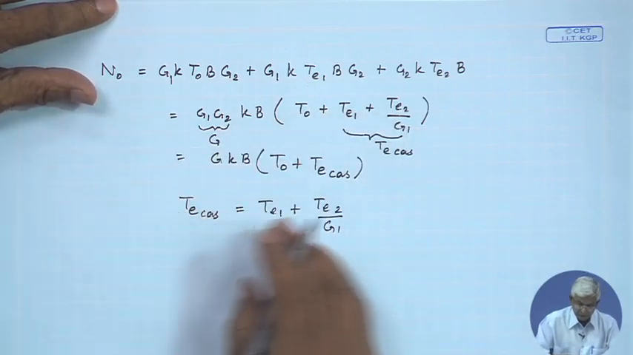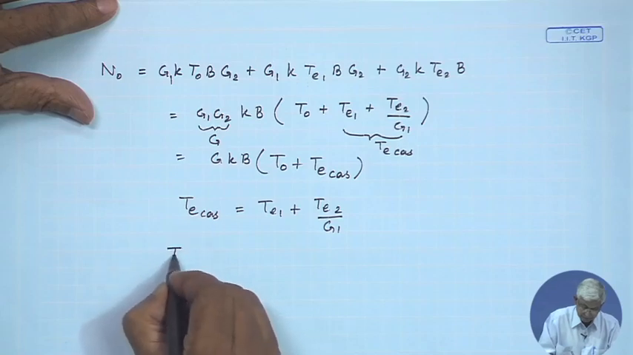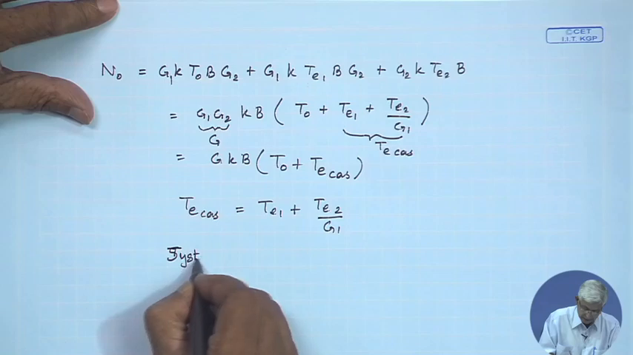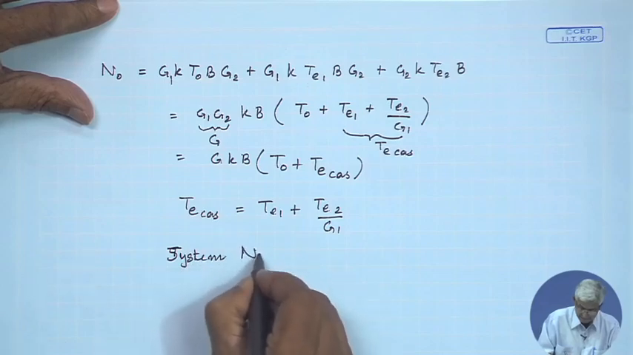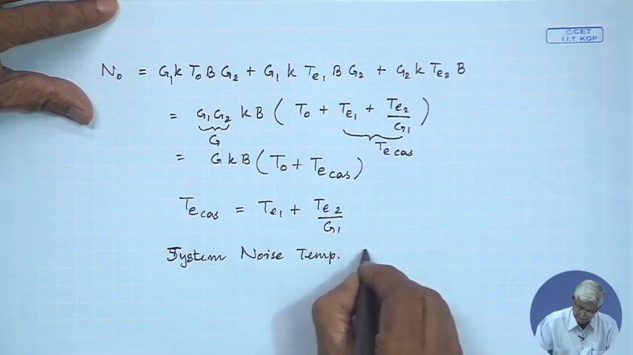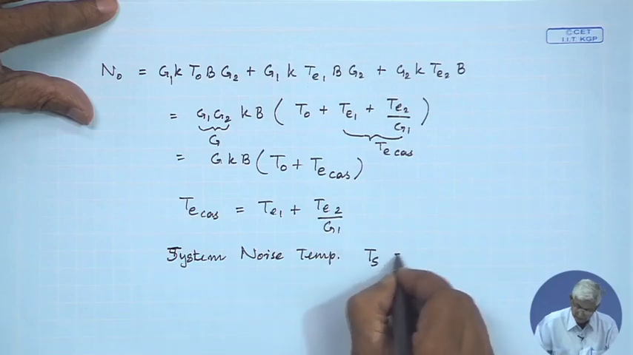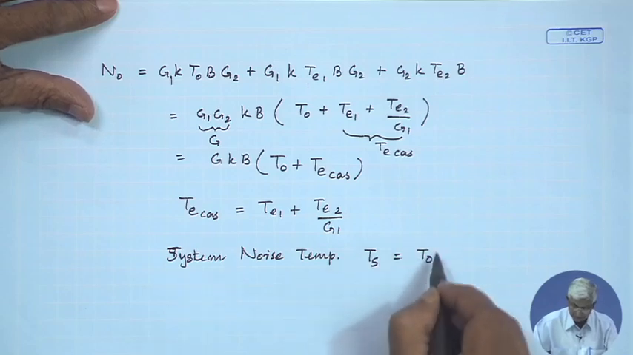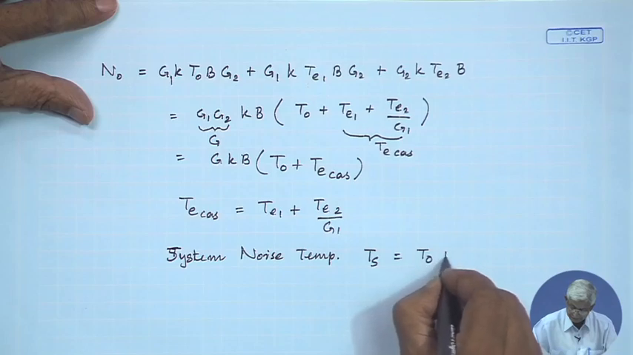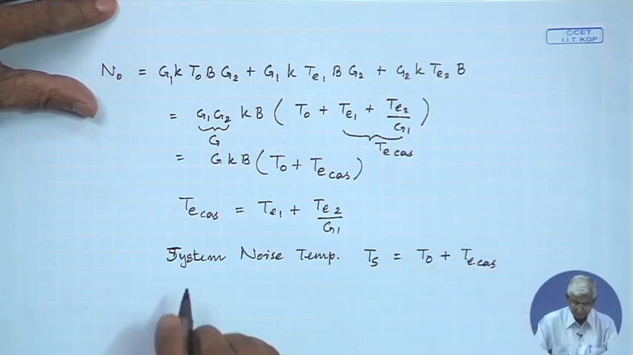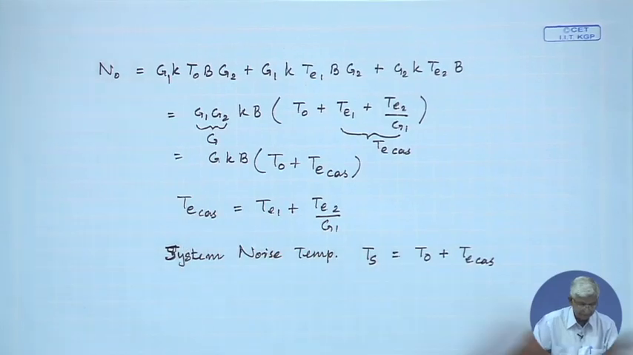And if we look at the overall system, let us call it the system noise temperature, Ts, which is the input noise temperature, which is T0 we have assumed, plus TE cascaded. So, that is the system noise temperature.